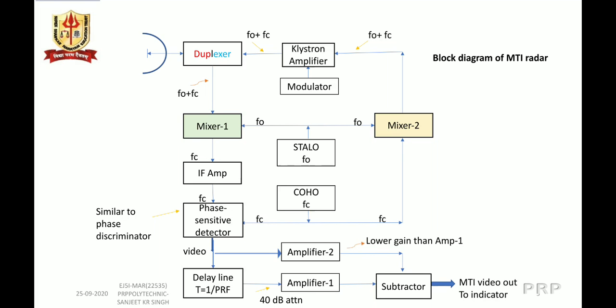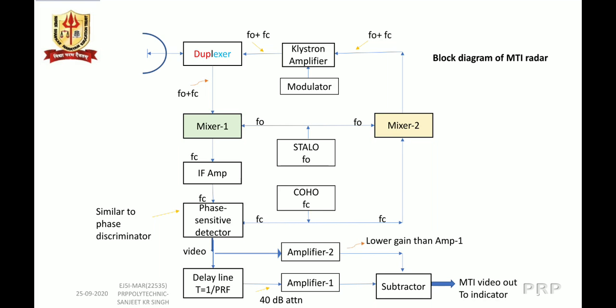Mixer 2 generates a signal which, after amplification through the klystron amplifier and modulation, is passed on to the transmitting antenna through the duplexer, which acts as a switch. The received echo pulses from the moving target, stationary target or remote object come back through the duplexer after being received from the receiving antenna, and are directed towards mixer 1, where they have the transmitted frequency plus the Doppler shifted frequency.